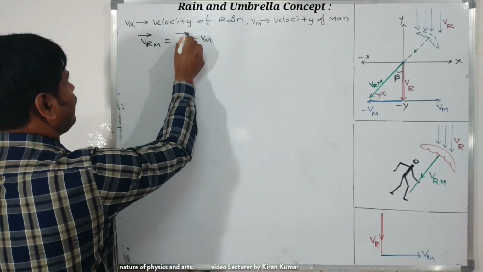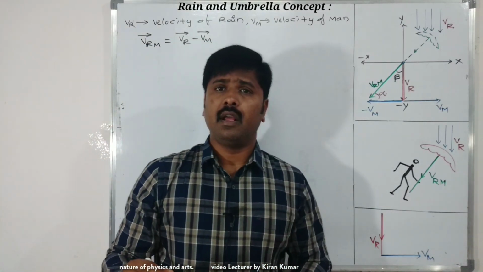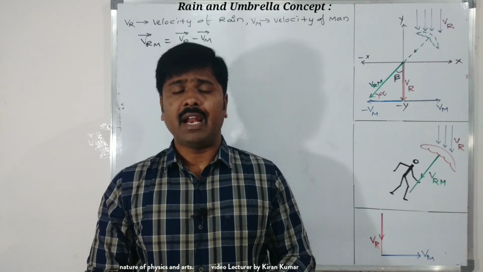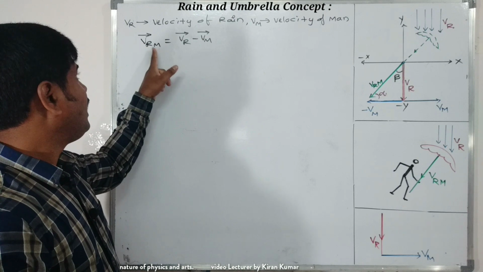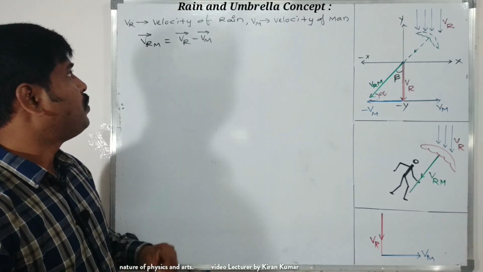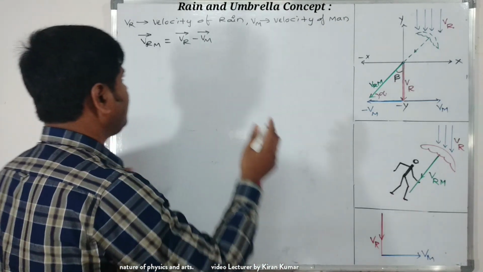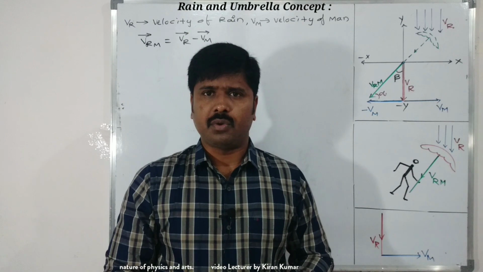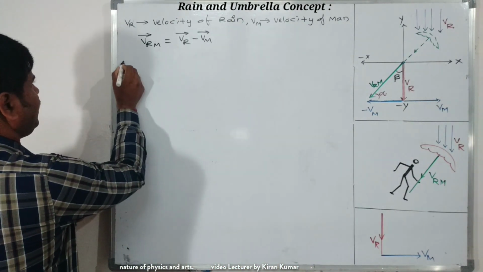So what is Vrm here? Velocity of the rain relative to the man. That's why he will observe rain falling with a velocity Vrm, which is equal to Vr minus Vm. Okay, so in continuation we will discuss the cases step by step. See now, first case, that is case 1.